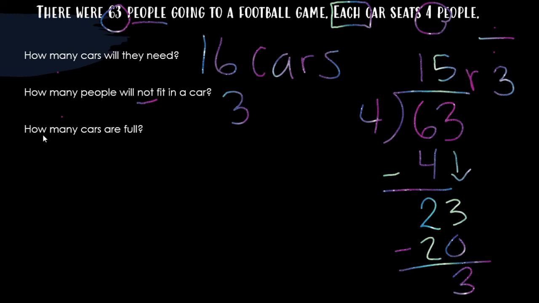And the last possible question you could see might be, how many cars are full? So in this situation, they don't care about who's left over, and they don't care how many it's going to take to get everybody there. They just want to know, how many of the cars were full? So in this case, we made 15 equal groups of 4. So we had 15 cars full.